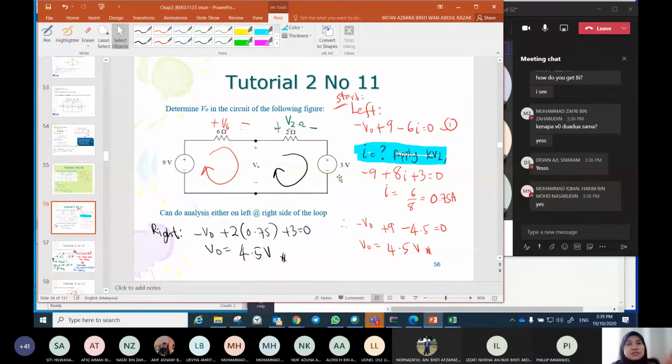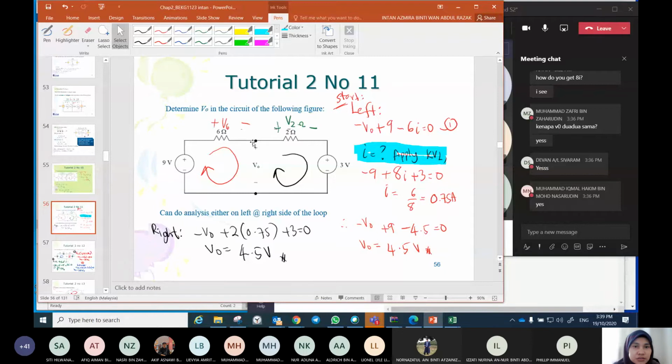Yes, because the current is, okay, this is a single loop. This is a series circuit. So current is the same along the path. Current flows through 6 ohm is the same flows through 2 ohm. Current is the same along the path. Okay, V naught, we should find where the V naught is located. Now V naught is located at the middle.